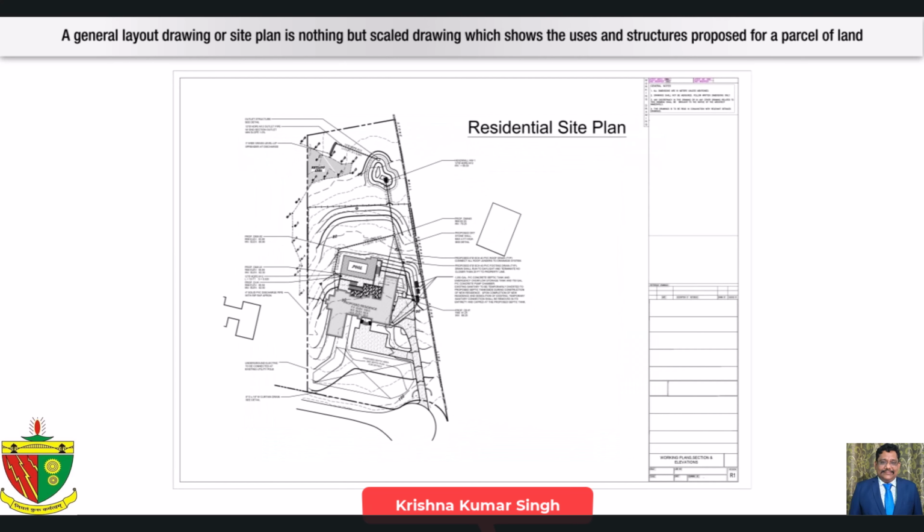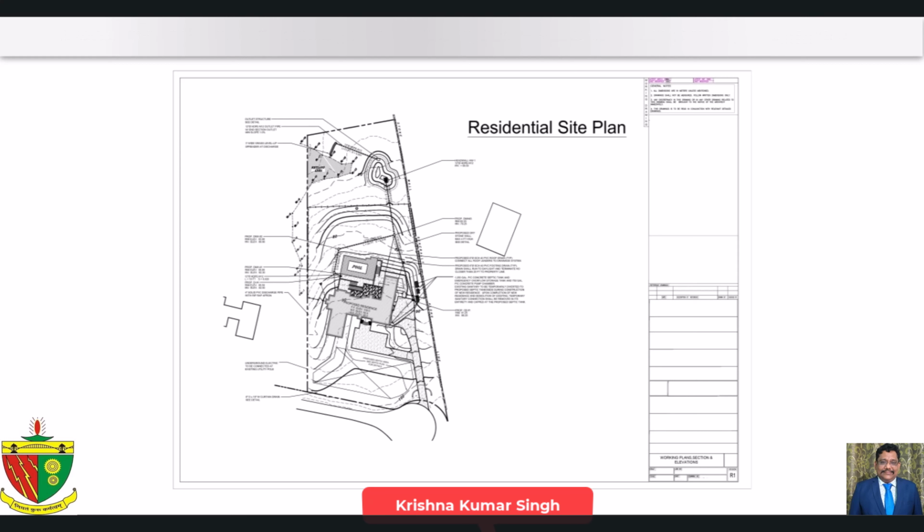A general layout drawing or site plan is nothing but a scale drawing which shows the uses and structures proposed for a parcel of land. General layout drawing is a plan showing below mentioned details. Boundary or property lines. Outline of existing and proposed buildings and structures. Distance between buildings and property lines, setbacks. Roads and driveways. Landscaped and green areas. Utilities locations.